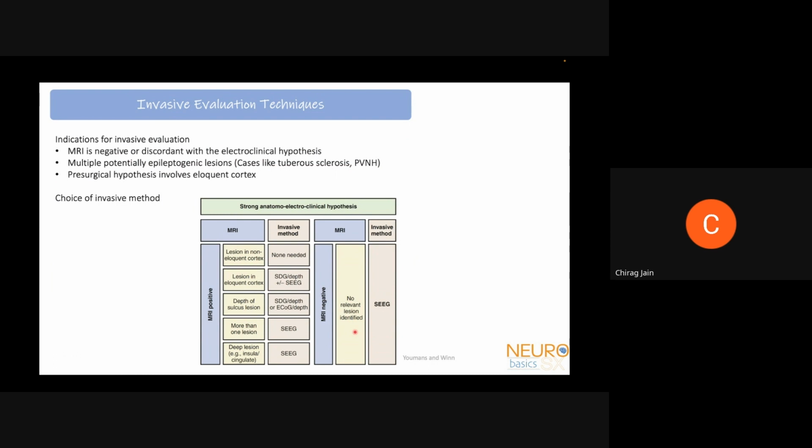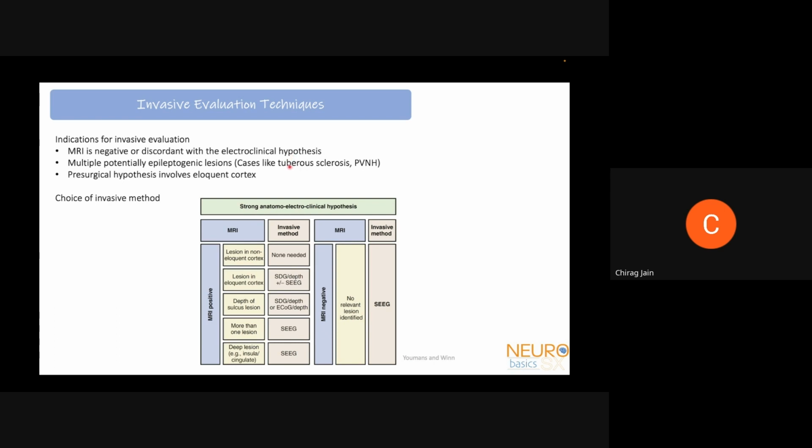The next thing is invasive evaluation techniques. So once you are done with your level 1 testing and even your level 2 additional diagnostic testing, sometimes you're still not sure. You still don't think the patient is a safe candidate for surgery. So that is when invasive evaluation comes in. So there are particular indications for invasive evaluation. One is that your MRI turned out to be negative or discordant with your electroclinical hypothesis. You did all your testing, but things are not matching. Okay, so you want to further evaluate with what would be considered as a gold standard for localizing the epileptogenic zone. It would be invasive techniques.